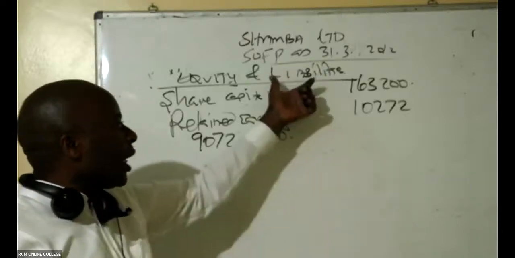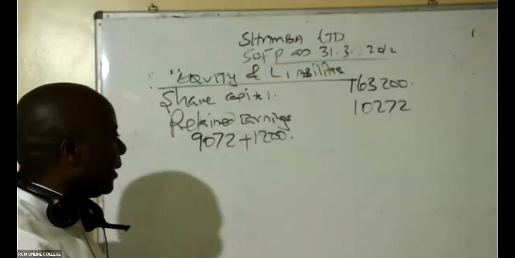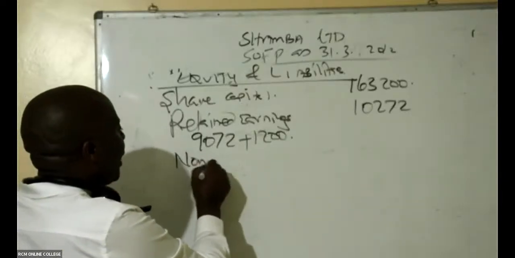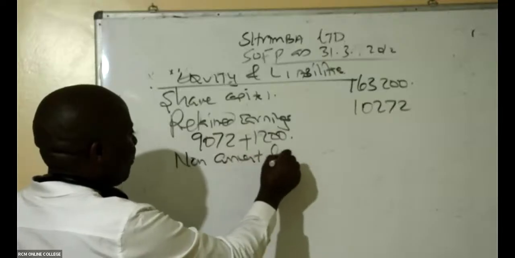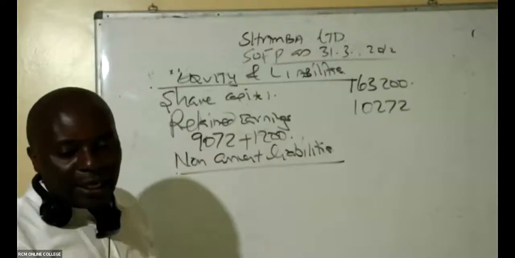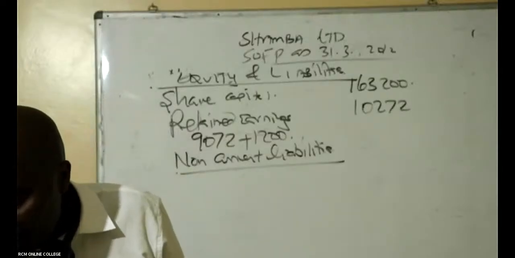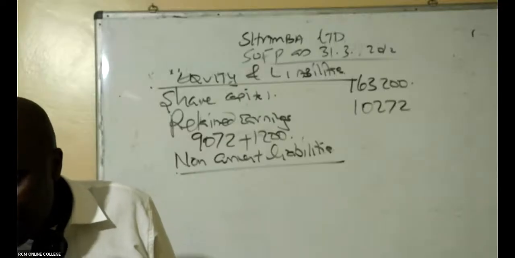Now we shall be able to go to the liabilities, of which we start with the strong liabilities. The strong liabilities are the non-current liabilities. So non-current liabilities, if you look, we only have one.